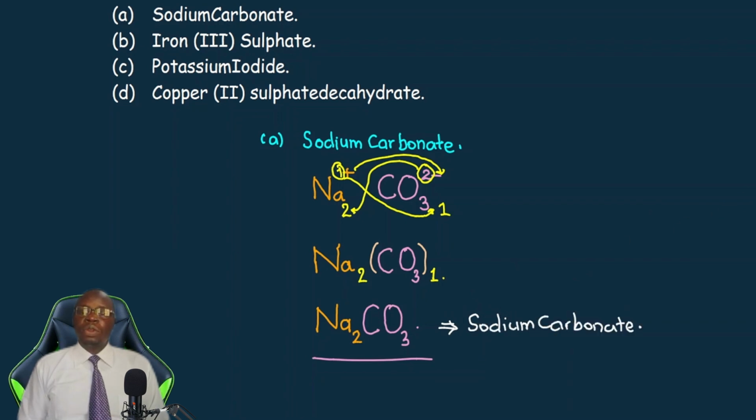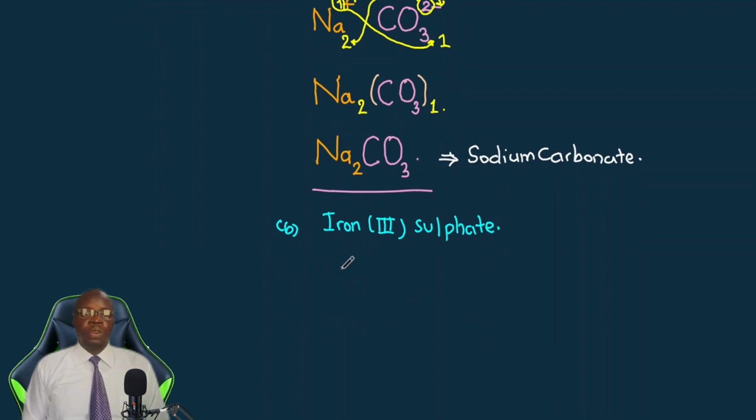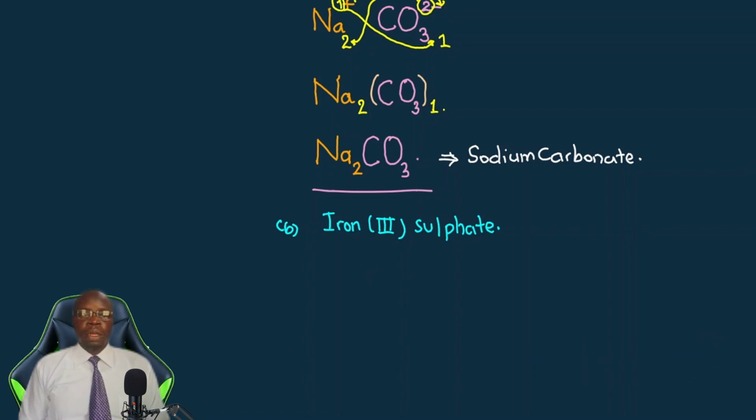Now let's look at number 2, that is part B, and that is iron 3 sulfate. We also know that iron consists of two states. At most, we have iron 2 and iron 3. Iron 3 is brown and iron 2 is greenish or pale blue.